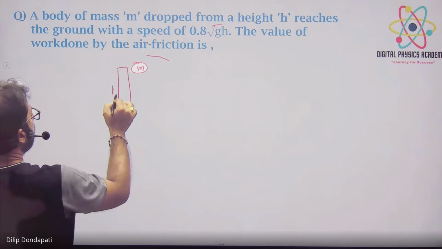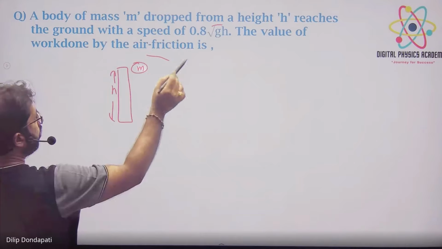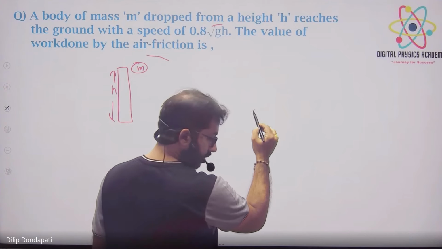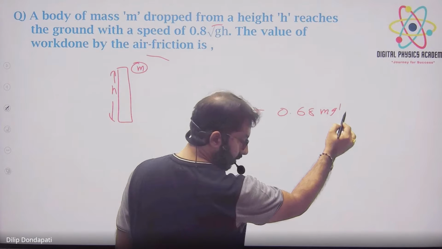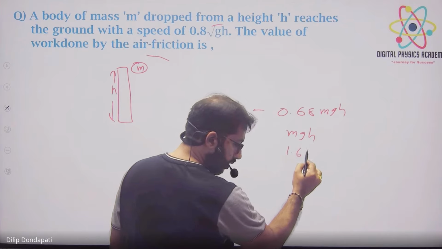A ball of mass m is dropped from a height h, and the velocity is 0.8 root gh, right? Sir, I got 0.5 minus... root, sir, I got minus 136 mgh by 200. Options: minus 0.68 mgh, 1.64 mgh. So minus 0.68 mgh.